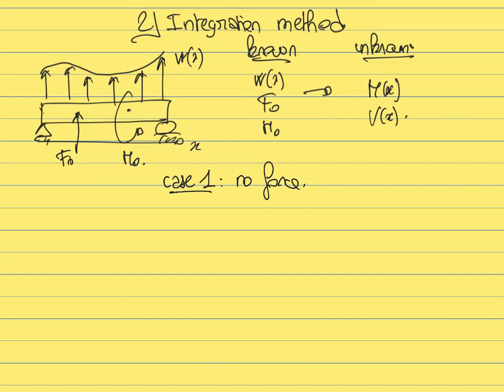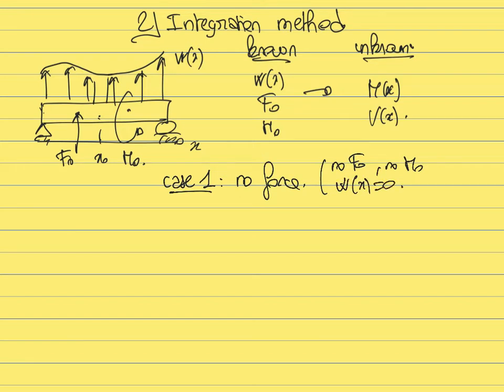In this case, we consider a given point X naught, and let's assume that at this point X naught not only is there no concentrated force and no concentrated moment, but we are also going to assume that there is no distributed load. So W would be equal to 0 at this point.